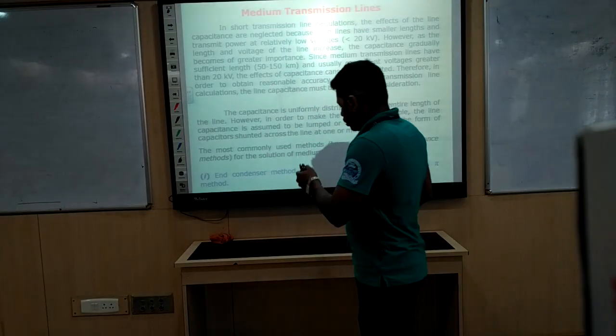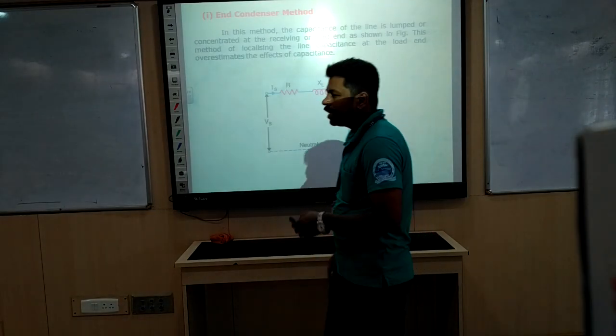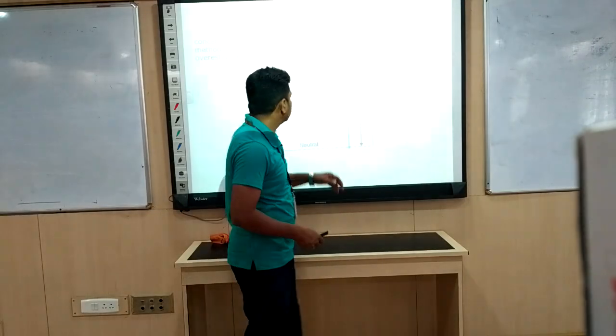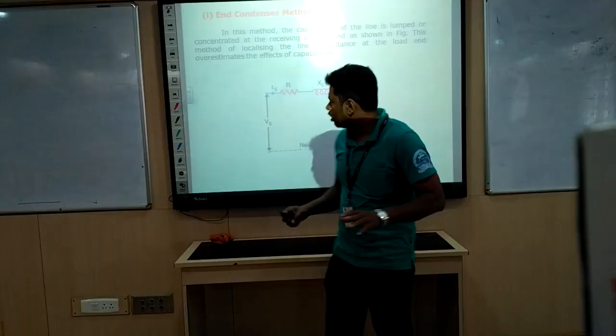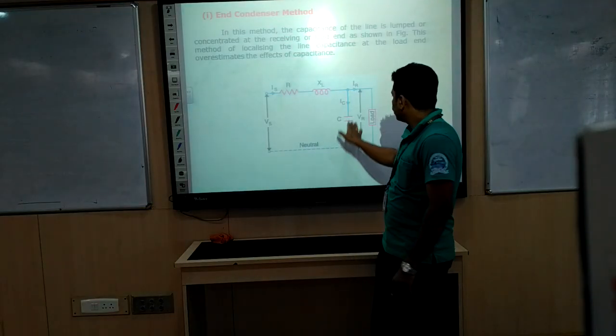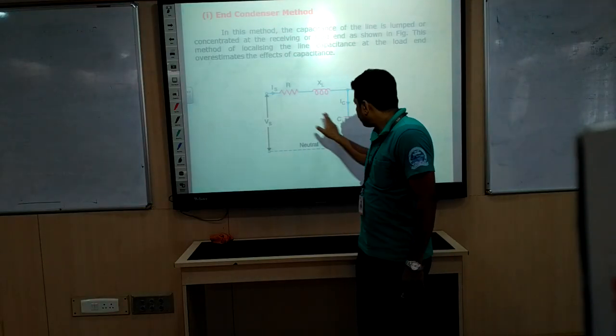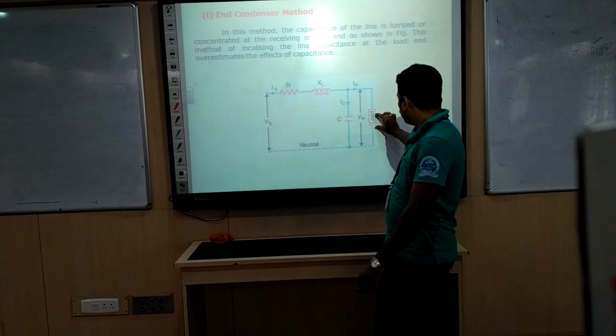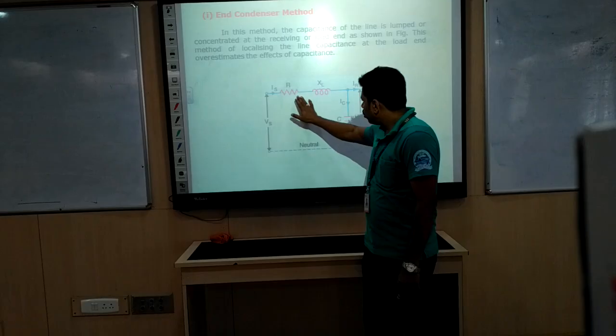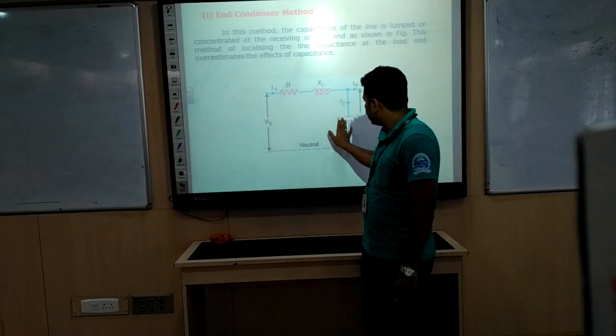Okay. So we'll see one by one. In the end condenser method, as we discussed, resistance, inductive reactance, and capacitance, all three are lumped in nature. The capacitance is at the end of the transmission line, so that is near to the load. So the lumped parameters are R, XL and C.